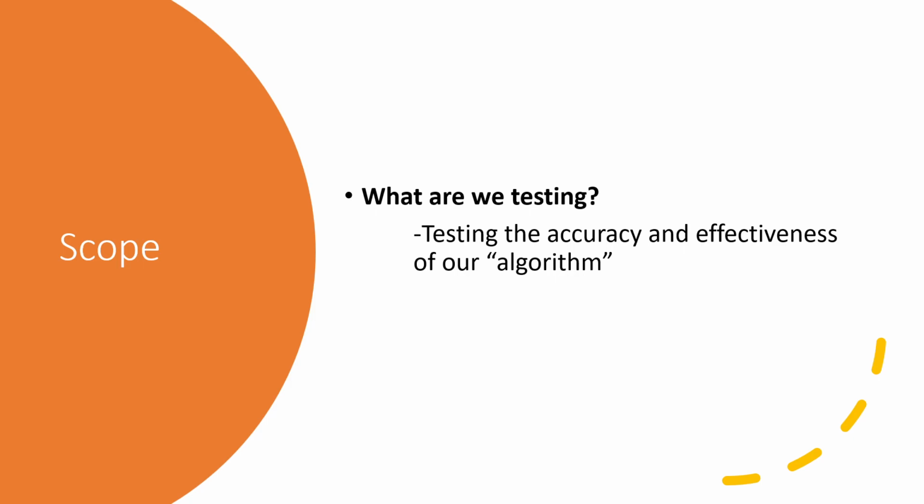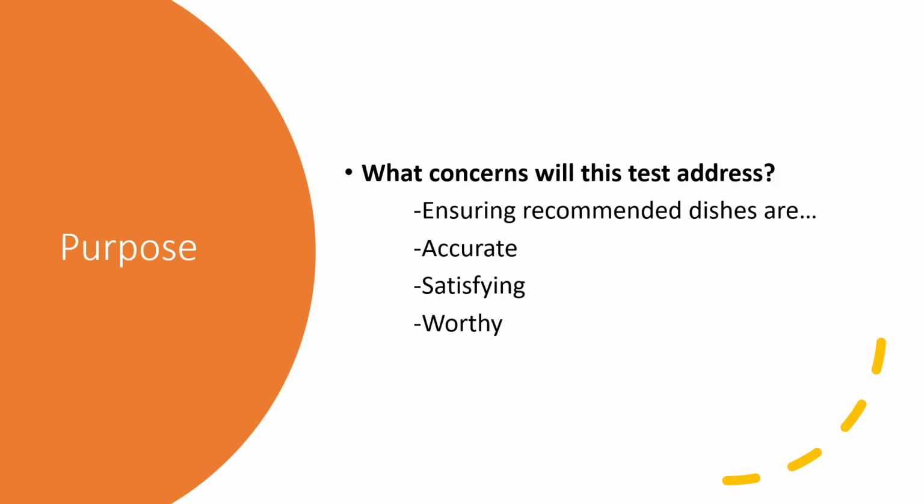For the scope of our testing, we'll be focusing on the accuracy and effectiveness of our algorithm, making sure dishes are being correctly recommended to our users. The purpose of this testing is to ensure the recommended dishes are accurate and satisfying to the user, and also that the user thinks the dishes are worthy of their money and time.